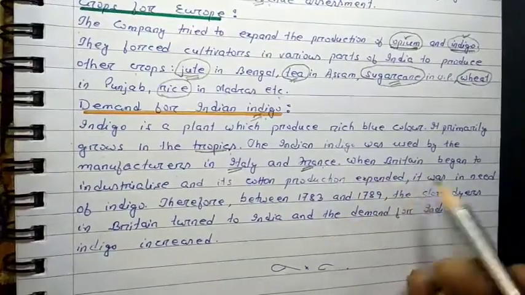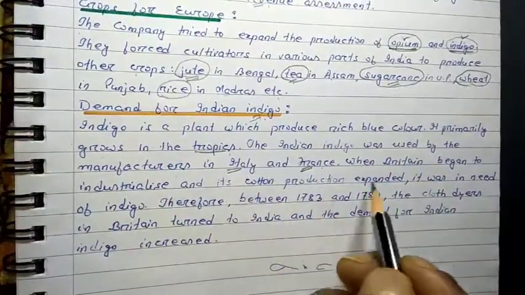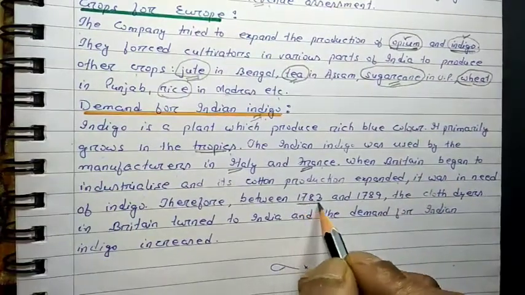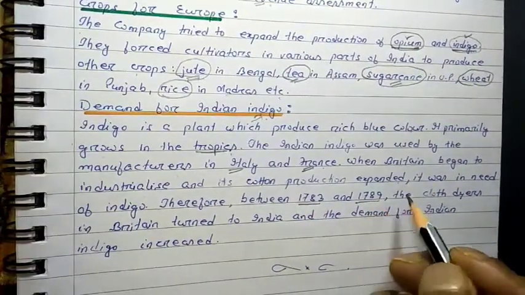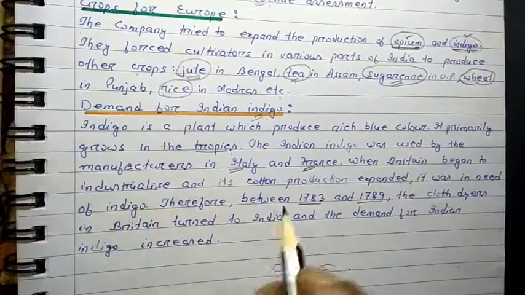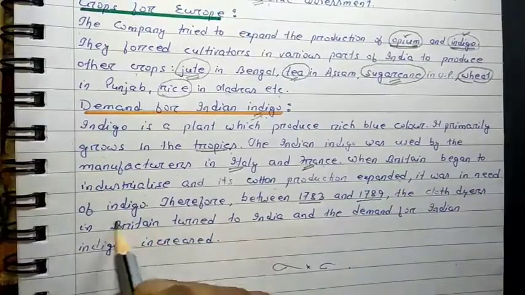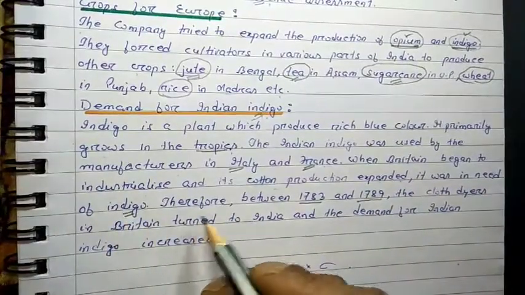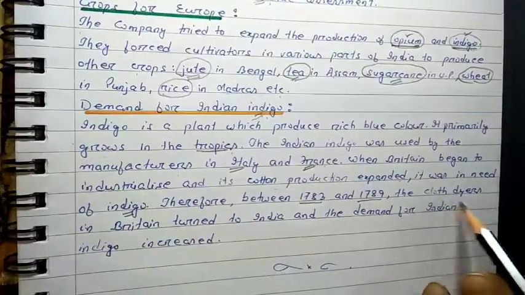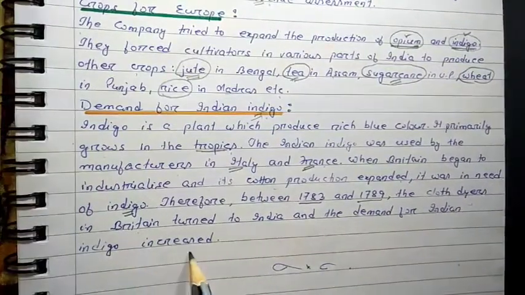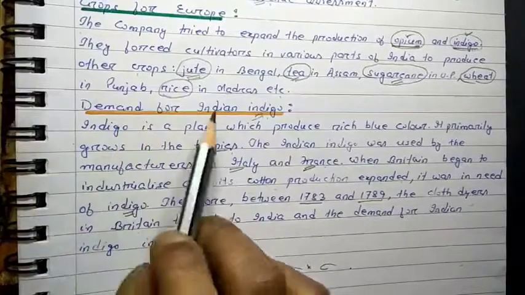But when Britain began to industrialize and its cotton production expanded, between 1783 and 1789, they started to industrialize and their cotton production also expanded. At that time it was in need of indigo, and that's the reason why the cloth dyers in Britain turned to India and the demand for Indian indigo increased.